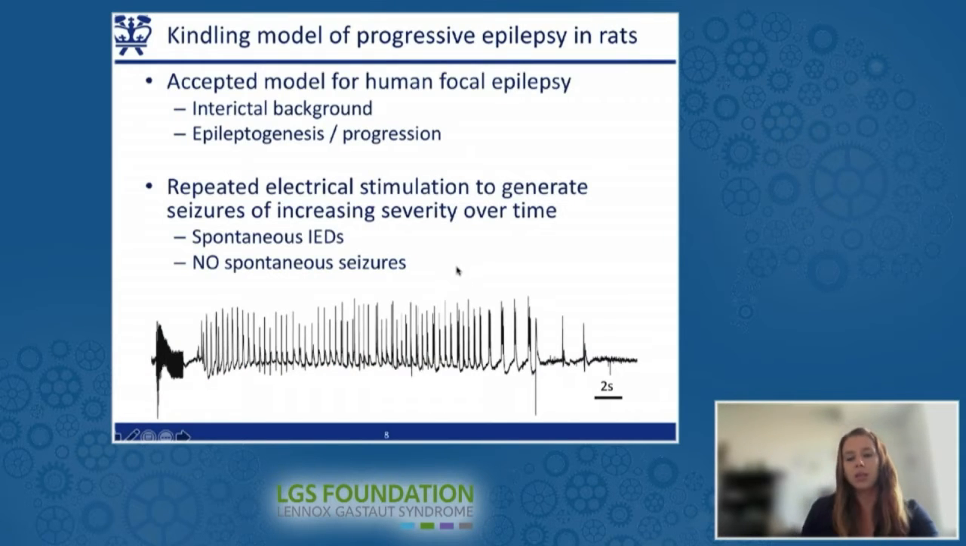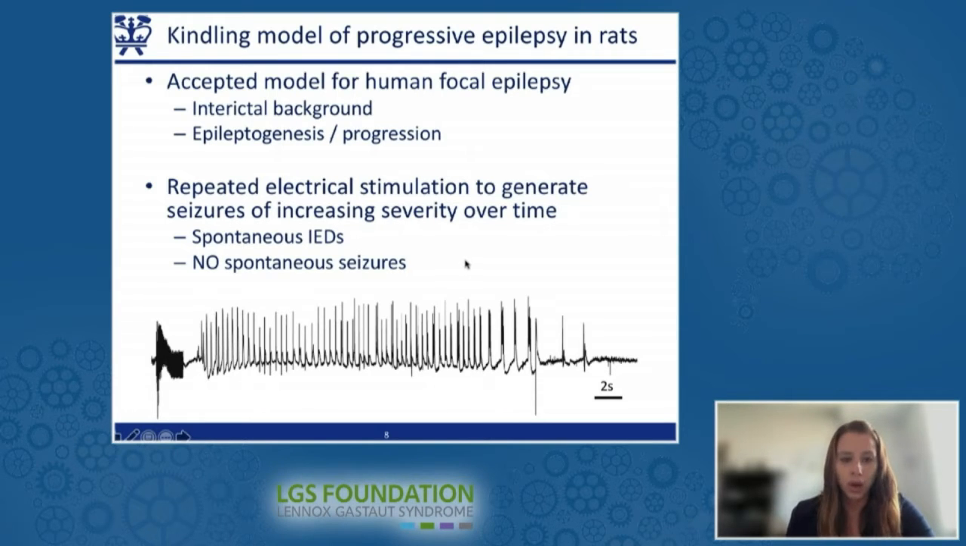So the way that we first tried to investigate this was to look at an animal model that would allow us to induce a progressive epileptic process in a controlled manner. And this is a Kindling model. Kindling is an old, well-established model for primarily human temporal lobe epilepsy. But importantly, it has many good features for a model of a progressive epilepsy in general.